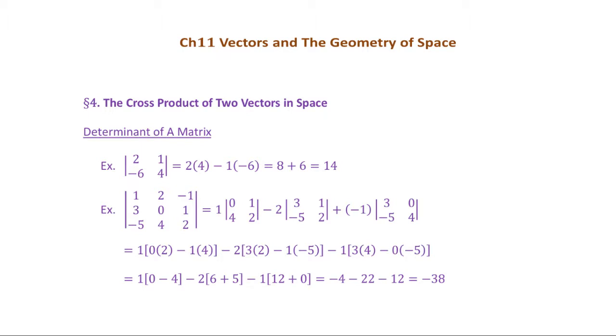So 0 minus 4 is -4, so you get 1 times -4, which is -4. And then you get 6 plus 5, which is 11 times 2, so you get 22, and that's minus. And then 12 plus 0 is 12, so you get 1 times 12, 12 also, and you also subtract. And then you get -4 minus 22 minus 12. And if you do that, you can get -38. Okay, -4 minus 22 is -26, and then you subtract 12, you get -38. So that's the determinant of the 3 by 3 matrix in this example.